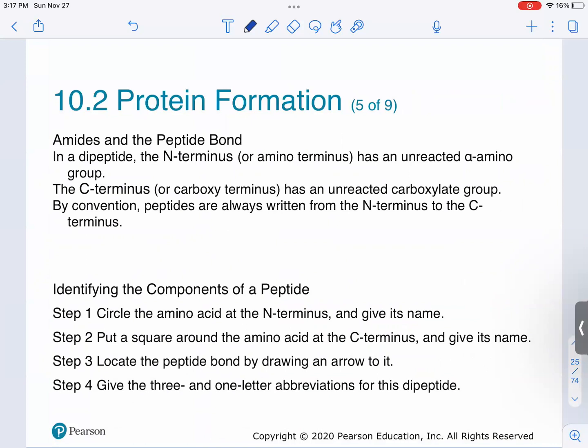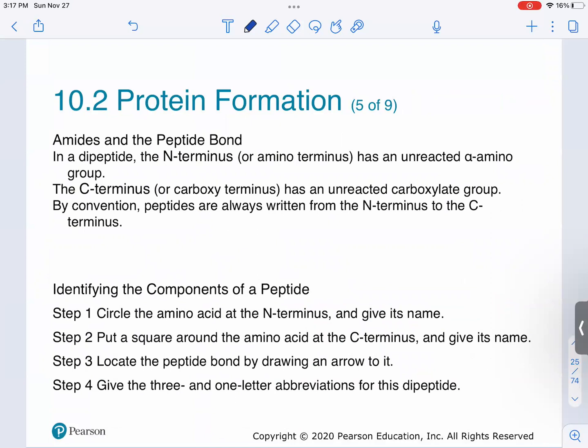What you can have, the smallest peptide, is just two amino acids together. So if you have a dipeptide, the N-terminus, the amino terminus it's also called, has an unreacted alpha amino group. Remember we talked about the alpha carbon and the alpha amino. So the alpha amino group is going to be unreacted, just open. And then the C-terminus.